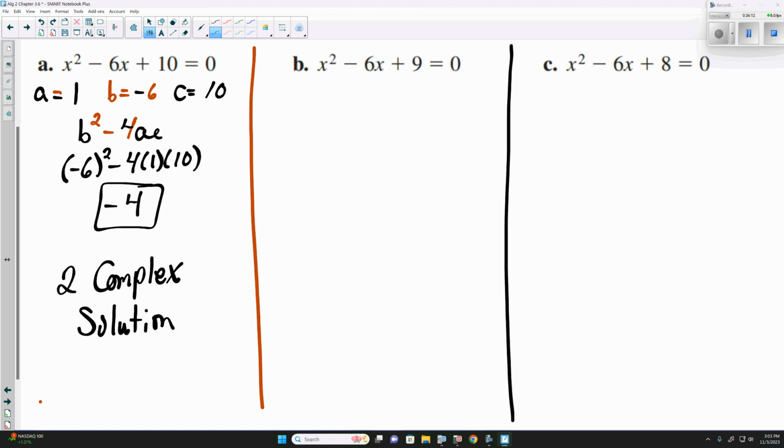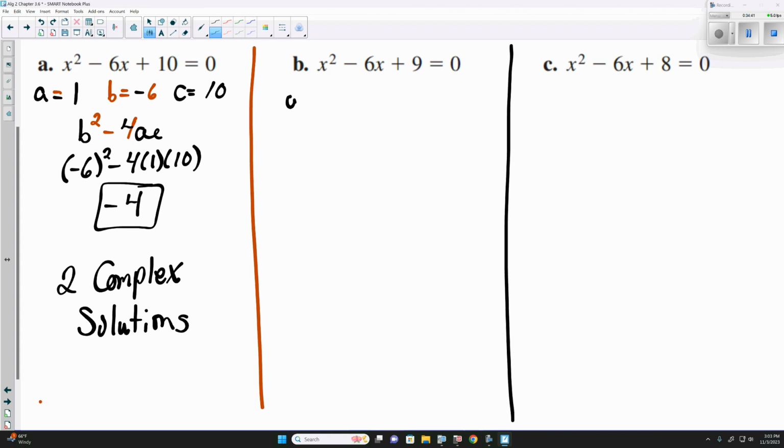I call them complex solutions because the complex number is our a plus bi, but the book calls them imaginary. That is the same thing. If the value of the discriminant is less than 0, we will have two complex solutions, because that negative 4 would be inside the radical, and the negative would come out as i. We get these imaginary or complex solutions. Does that make sense how that works?